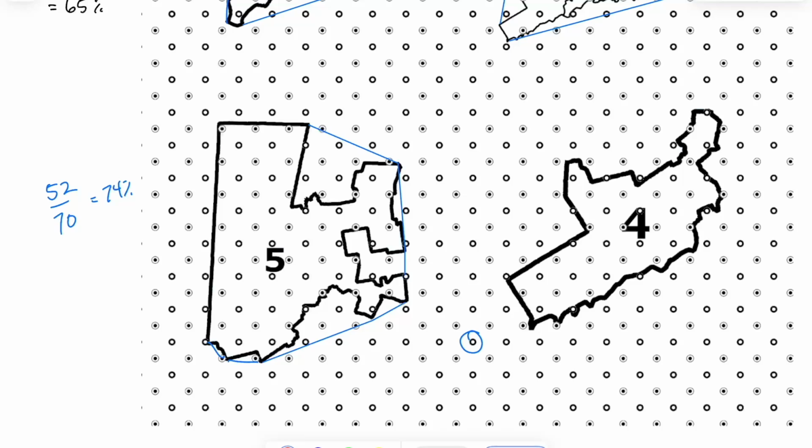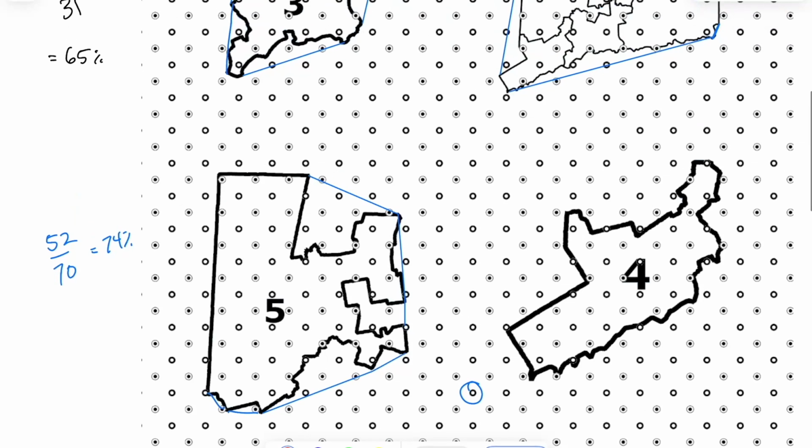I got 54 over 67. That's probably okay. I mean, it's hard to. Did you draw these lines properly? Yeah, then that's probably fine.